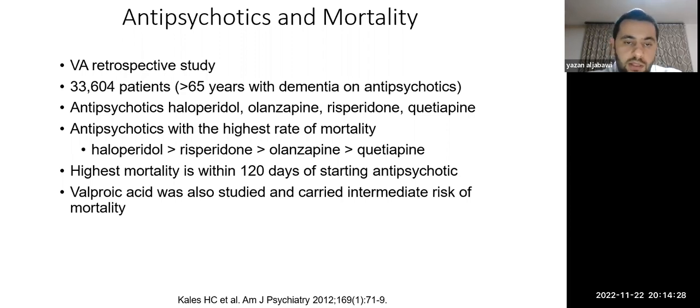Antipsychotics with the highest mortality rate were, in order, haloperidol, then risperidone, then olanzapine, and the least was quetiapine. The highest mortality rate occurred within 120 days of starting antipsychotics, and valproic acid was also studied and carried intermediate risk of mortality.